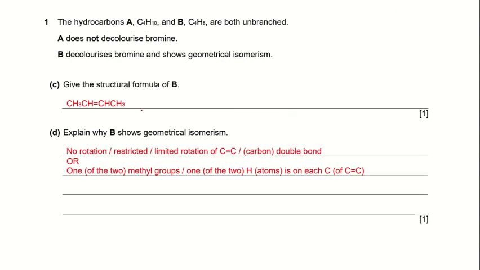Okay, so now let me show you the answer scheme. Structural formula of B, which is what we have written just now. Now explain why B shows geometrical isomerism. No rotation, or restricted, limited rotation of the C double bond. Or they accept that each carbon in the C double bond is bonded to 2 different groups of atoms. One of them is methyl group, the other one is hydrogen atoms.